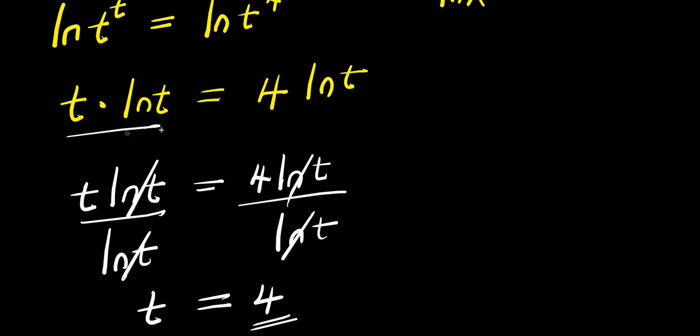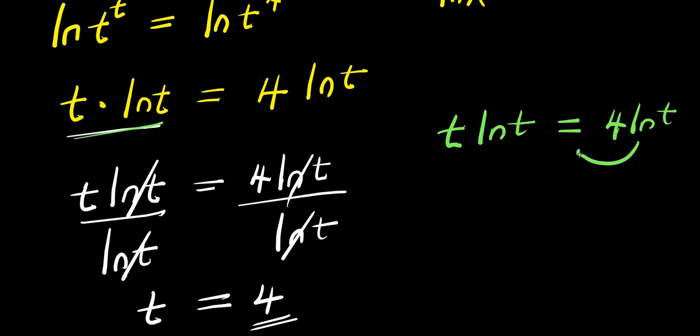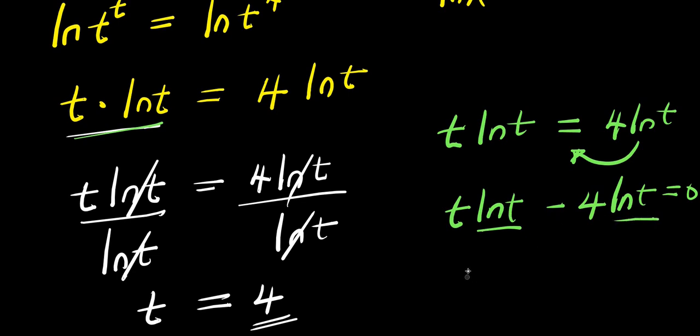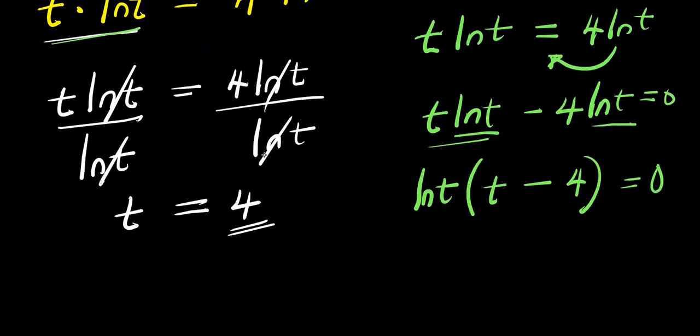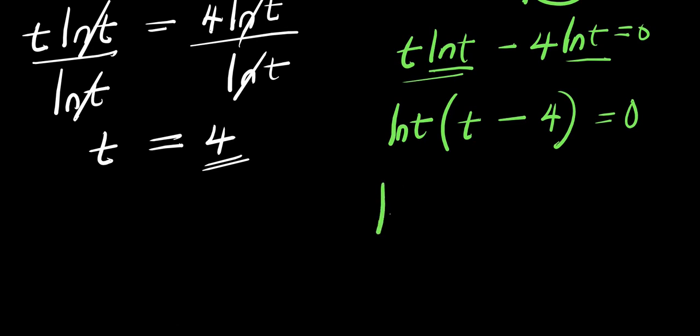Also, you can simply form an equation. If you have t times ln t, this is t ln t equals 4 times natural log of t. You move this over here. You have t times ln t minus 4 times ln t equals 0. ln t, you factor that out. You have ln t, this divides this. You have t minus this divided this. You have 4 and this equals 0. So at this point, you have ln t equals 0. You have t minus 4 equals 0.